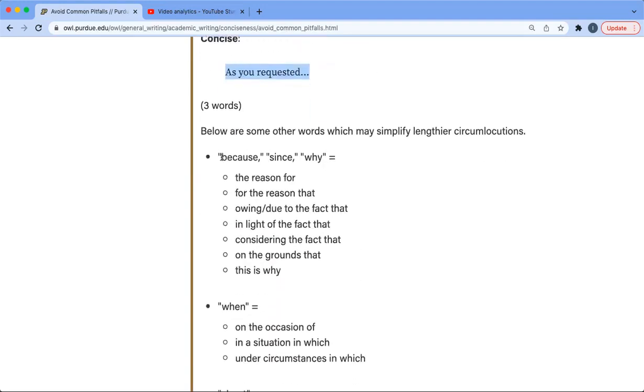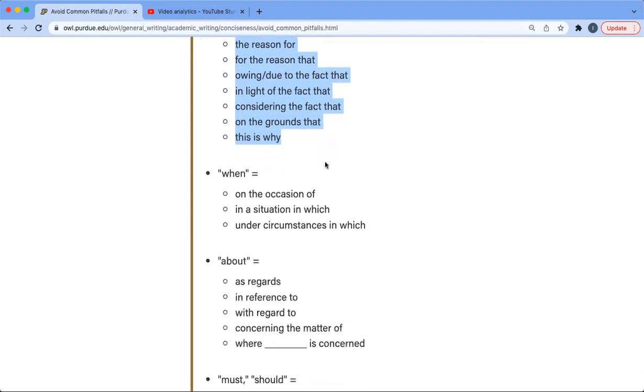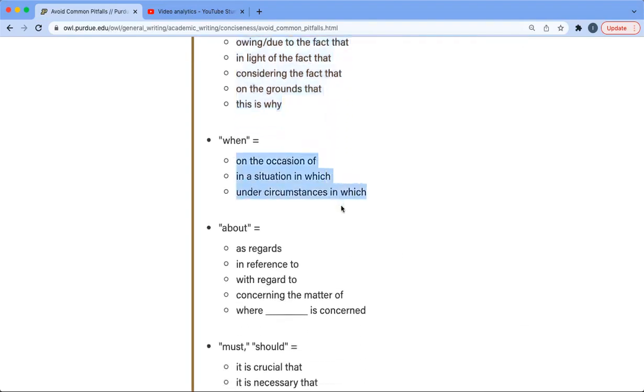So there's a list of these. Instead of, for example, the reason for, for the reason that, owing to, due to the fact that, and so on, I can simply say why or because or since. Instead of having on the occasion of, in the situation in which, under circumstances in which, I can simply say when. Can I use one word instead of a phrase? That's the question you need to ask yourself.